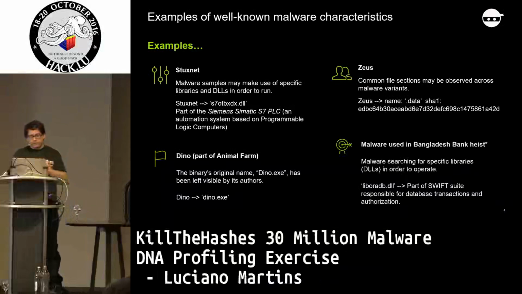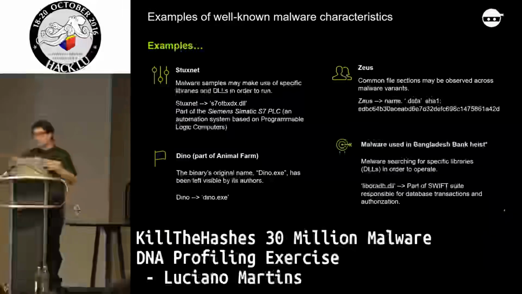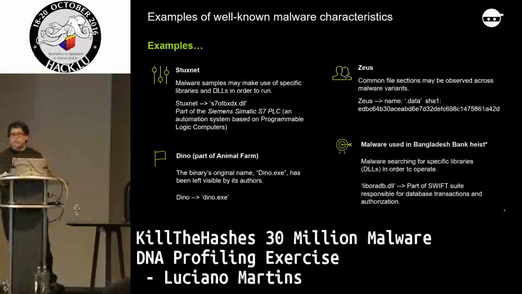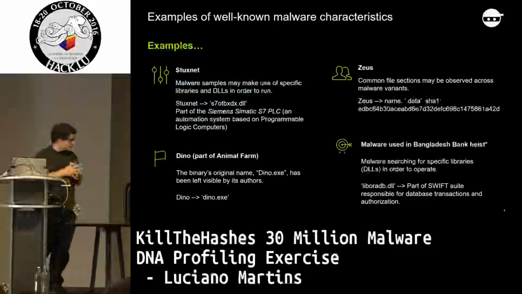Another one is from ZeuS or ZBot, which is banking malware. There's a specific region in the file that has been almost the same across multiple families, so you have an actual characteristic out of that. Same goes for Dino, which is part of Animal Farm, supposed to be nation-state sponsored malware. And I also put an example of the Bangladesh hack, where the malware hooked into a DLL to patch the code and see the data transactions.